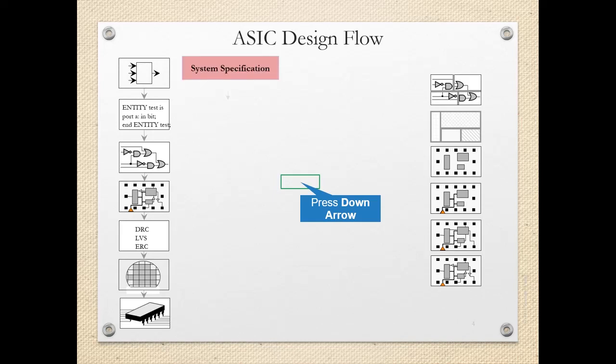So the first step in ASIC design is system specifications. So we have to analyze the problem and define the specifications of the system which we want to implement using ASIC. The next step in the design is architectural design. The architecture is to be defined and as per that the design in a hierarchical form is to be implemented.